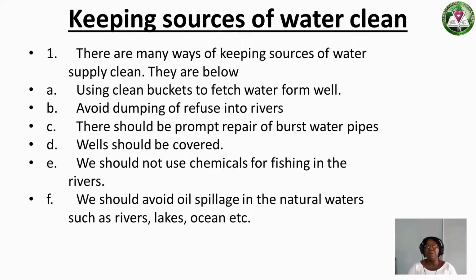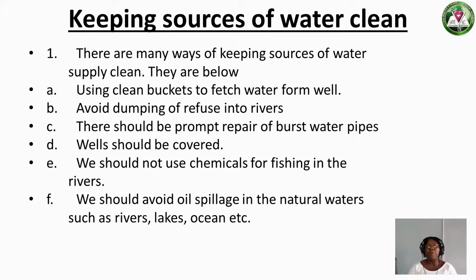You know, the dirt from the kitchen, the sachets of pure water, and the banana peels and the rest of them. After eating, you will see somebody dumping it inside the rivers. It will pollute that water, and it will not be good for drinking.